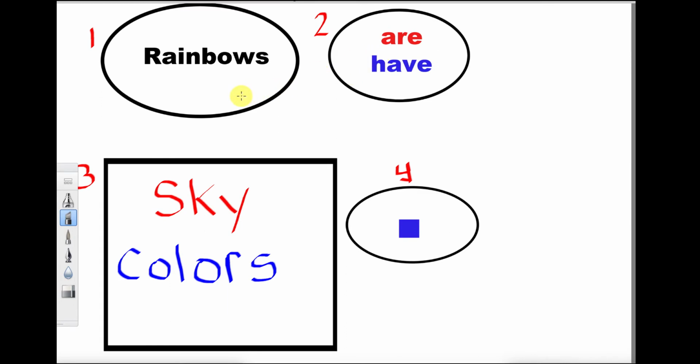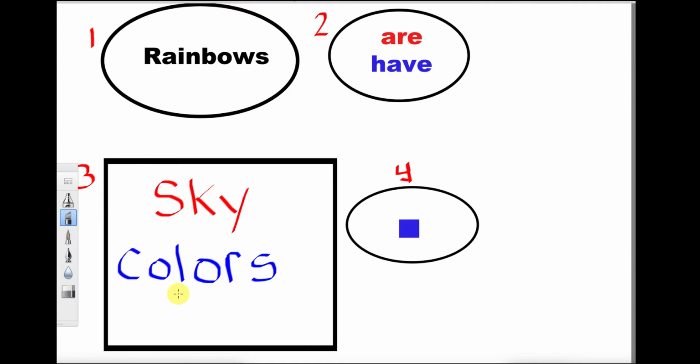So let's go ahead, and what were our 2 fabulous sentences that we thought about? Rainbows are in the sky. Rainbows have different colors. So that's what you would write on your paper.